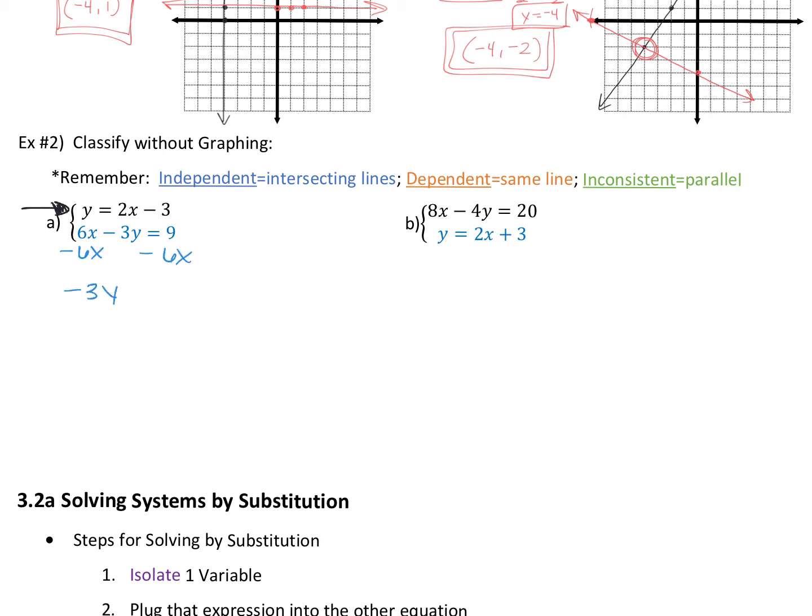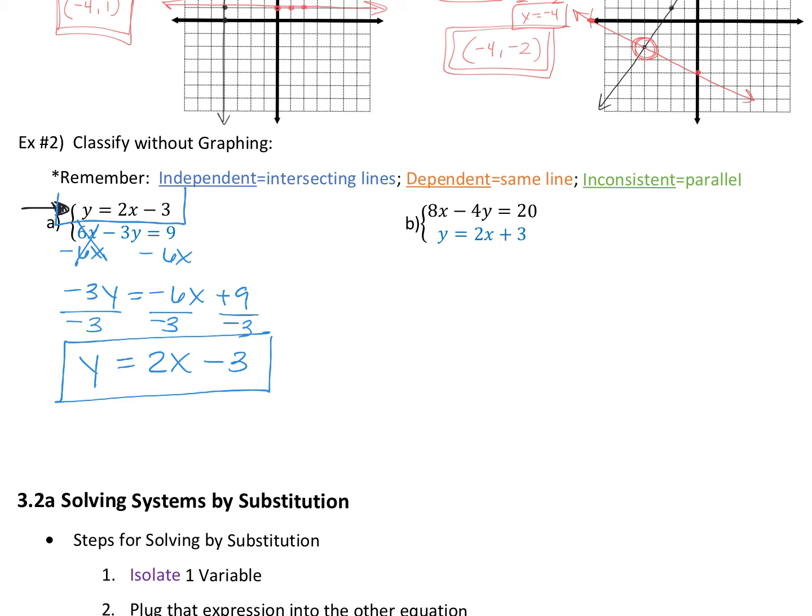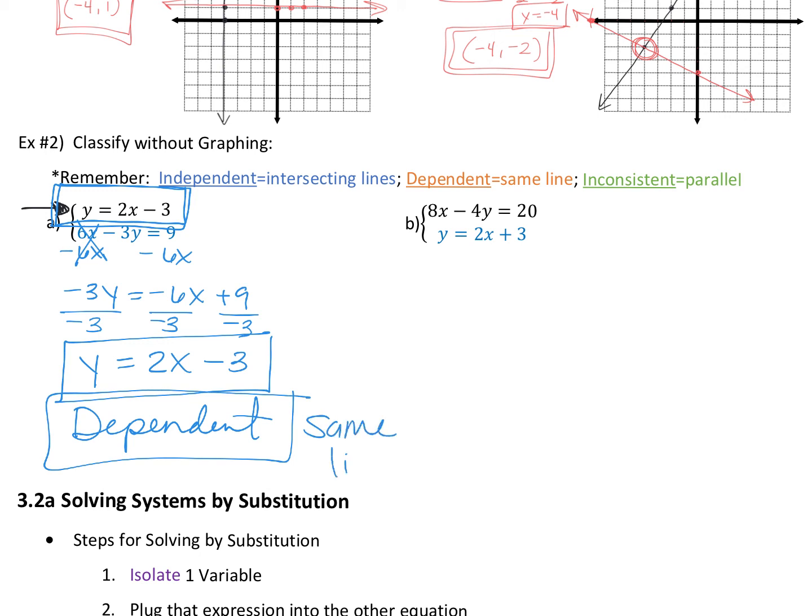So you have -3y equals -6x plus 9. And then divide by -3 everywhere. Make sure you do it everywhere or it's going to throw things off. So you get y equals 2x minus 3. So look at your two equations. Independent, dependent, or inconsistent? Dependent, right? That's the same line. When they are identical, same slope, same y-intercept, that is dependent. Okay, we are talking about the same line here.